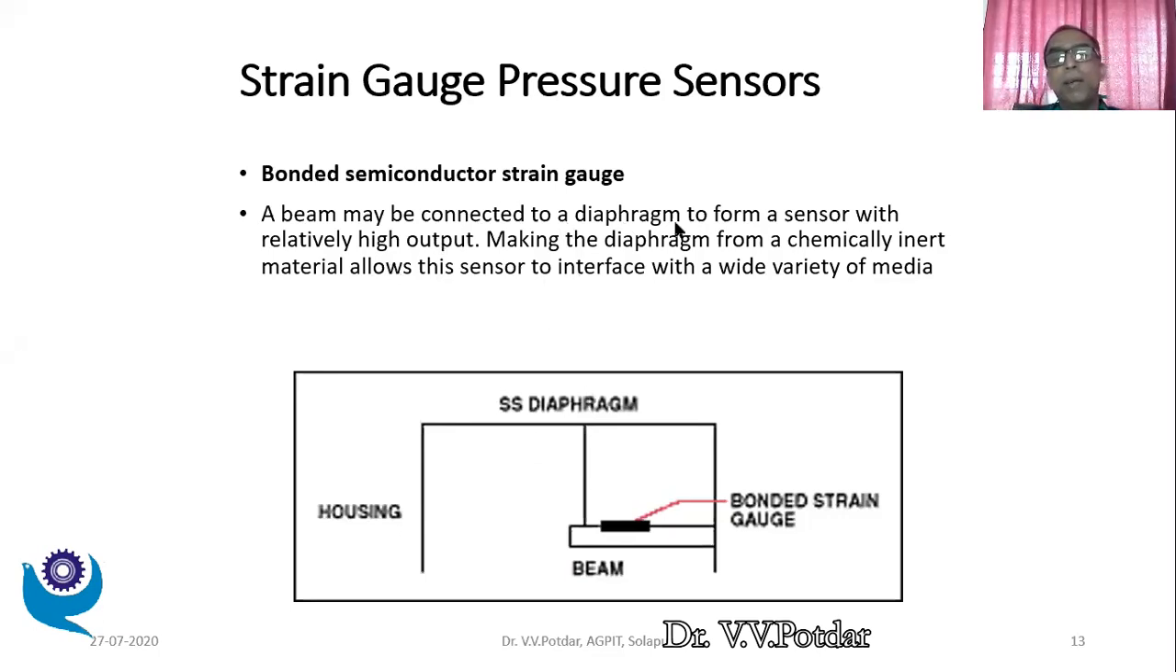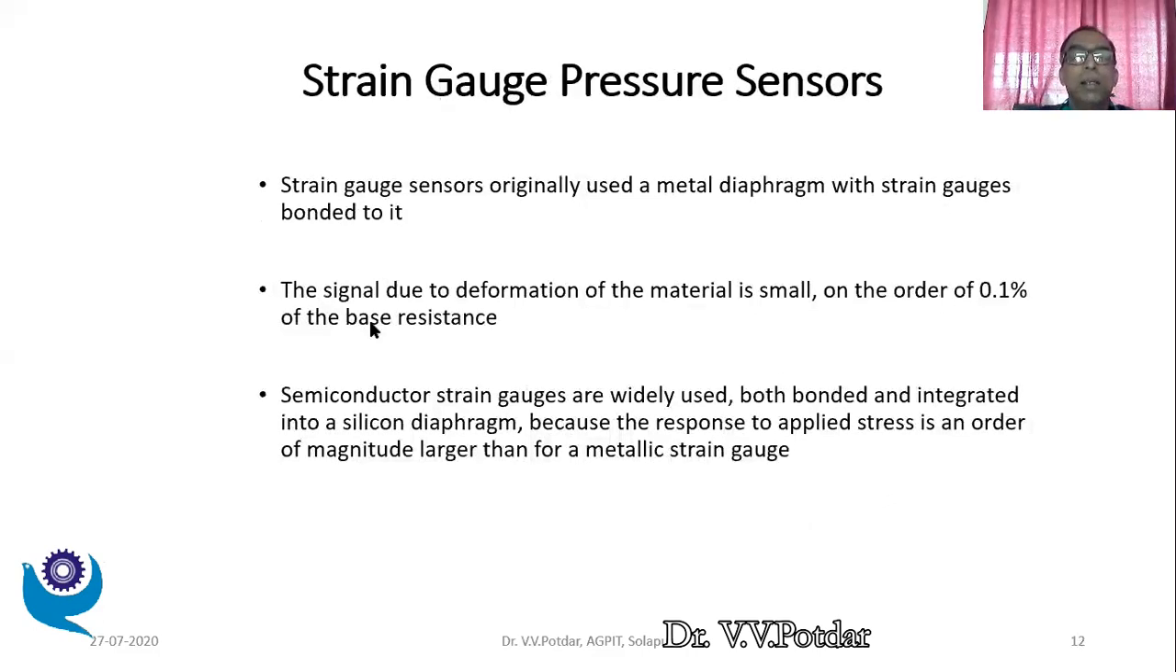A beam may be connected to a diaphragm to form a sensor with relatively high output. Making the diaphragm from a chemically inert material allows this sensor to interface with a wide variety of media. So any chemical may be there on the other side of the diaphragm. So in chemical and pharmaceutical industries, this finds wide applications. Let us see the theoretical part.